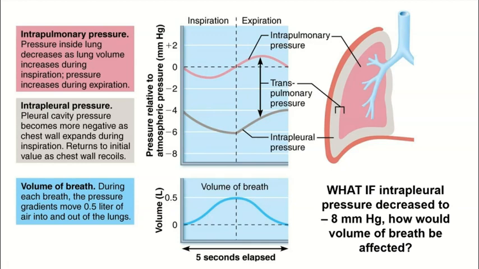So here we see that a typical intrapleural pressure is about -6 millimeters of mercury below ambient. So if that pressure were to further decrease to, say, -8 millimeters of mercury below ambient, that would mean that the volume of the breath would increase as a result of that.